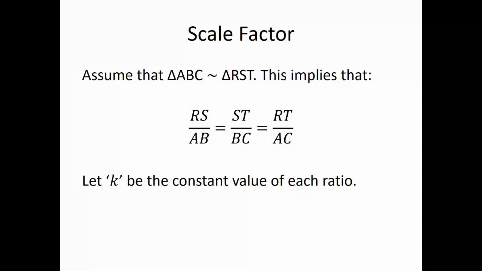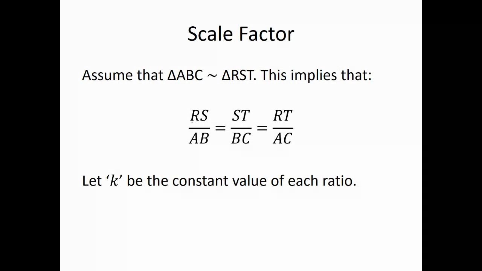We know that means that sides that correspond are proportional. So let's set the proportions up in this way. So we know that RS over AB is equal to ST over BC is equal to RT over AC. And of course, we know this because letters that are in the same position correspond.